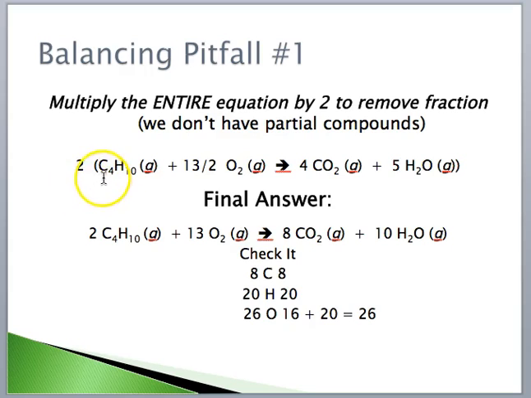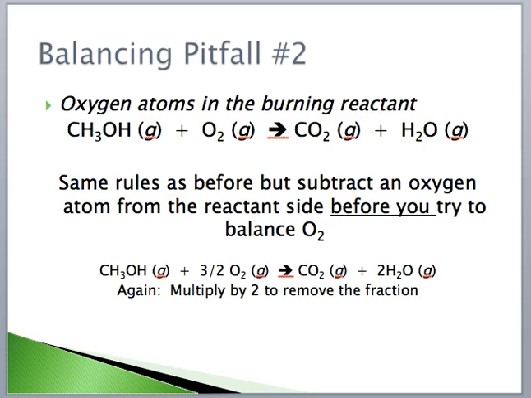So 2 times the coefficient of 1, that is in front of butane, is 2. 13 over 2 times 2 is 13 oxygen molecules. 4 times 2 is 8 carbon dioxide molecules. 5 times 2 is 10 water molecules. Then we checked it, and guess what? We did not wreck it.